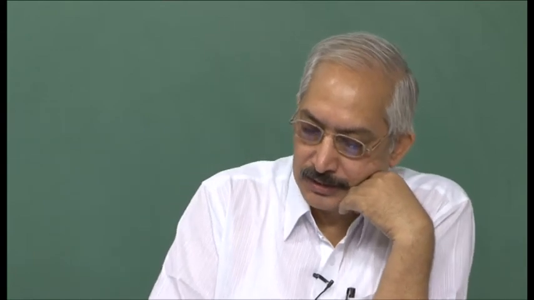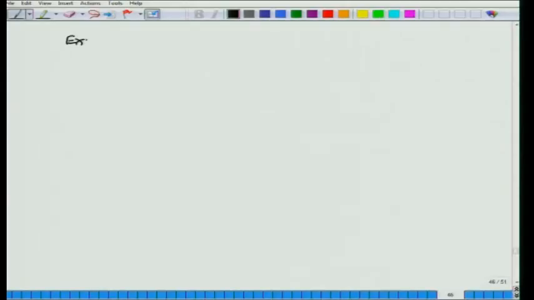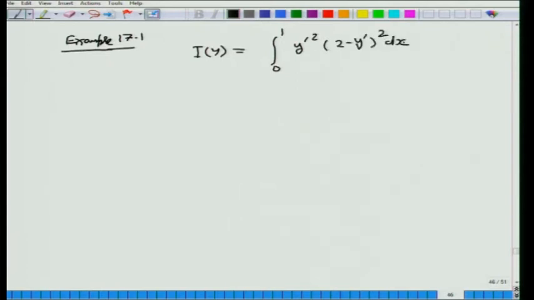Now, discontinuities in the derivative of an extremal do not occur only in reflection or refraction; there can be other instances where these may occur, like if you consider this example. So, let us call it 17.1. This is I y equal to the integral from 0 to 1 of y prime square times 2 minus y prime whole square dx, and here y 0 equal to 0 and y 1 equal to 1.